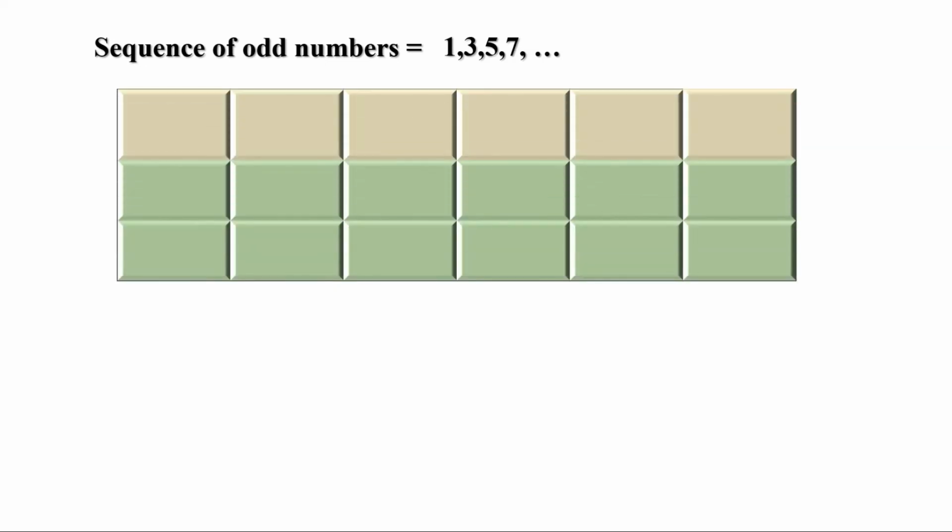Let us find the sequence of odd numbers at first. 1 is the first odd number, 3 is the second odd number, 5 is the third odd number. So the sequence of odd numbers can be written as 1, 3, 5, 7, etc. Now let us look at the position and term and find out the relation between them. First term is 1, second term is 3, third term is 5, fourth term is 7, and so on.